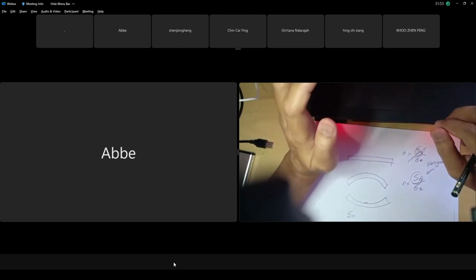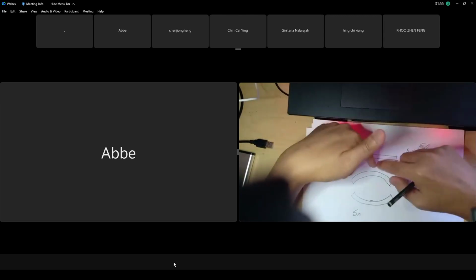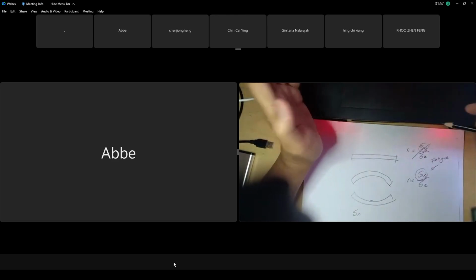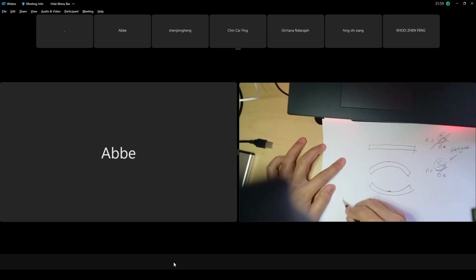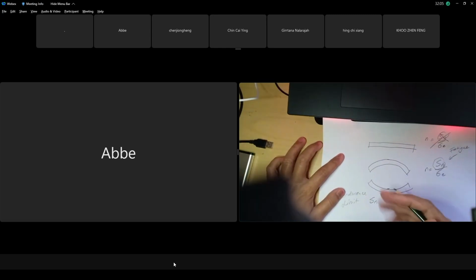So we can no longer use SY. We'll use what the material can endure, so they have the endurance limit. Endurance limit versus SY. So we need to calculate what the endurance limit is. Later I will explain to you.